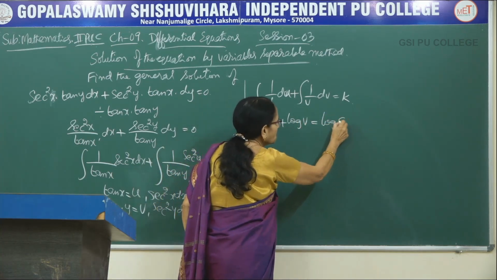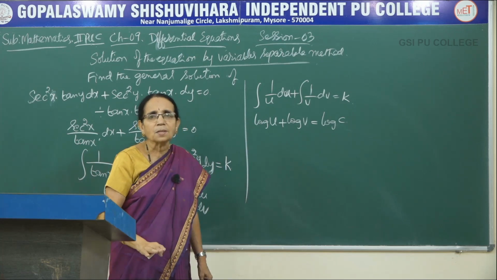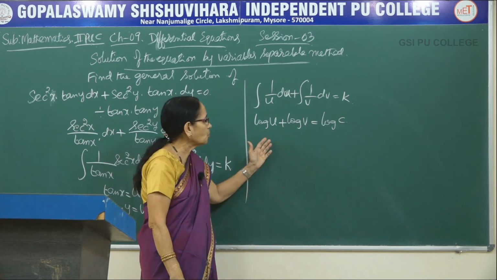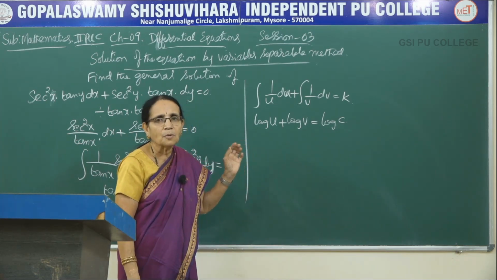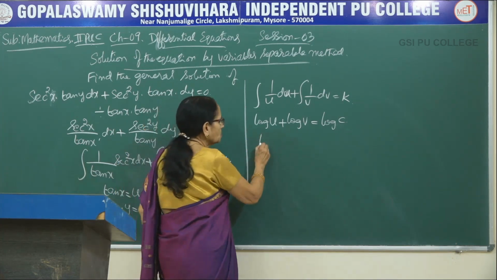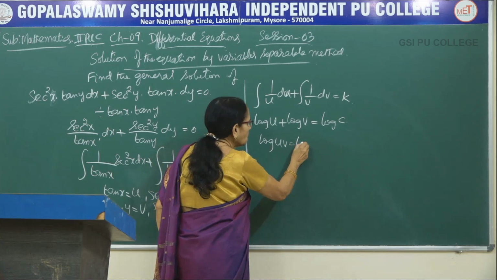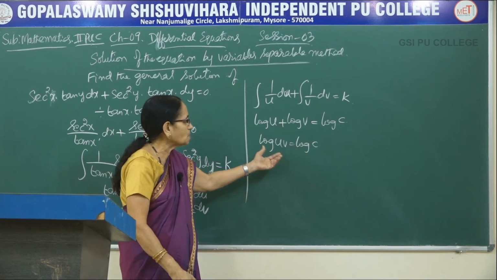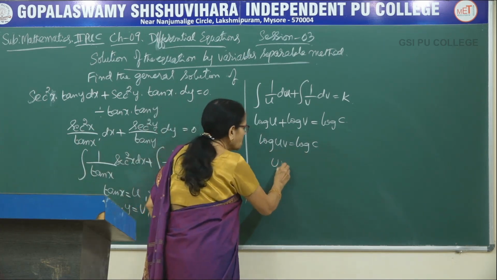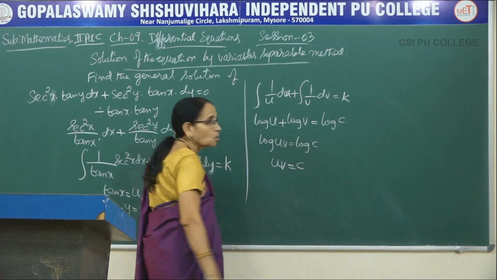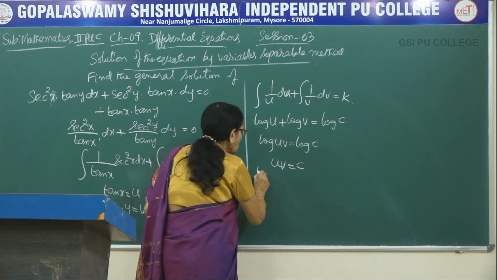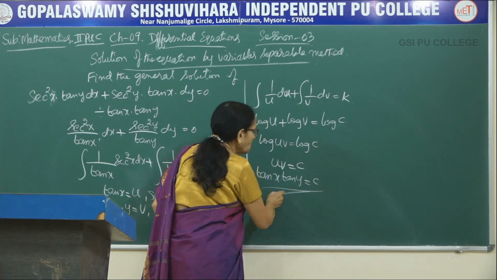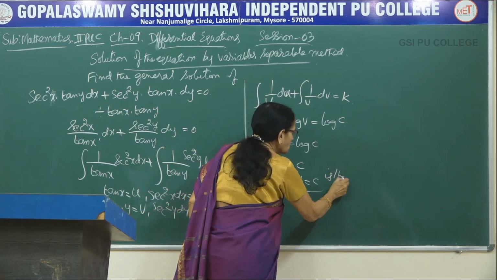Now k I am writing as log of c, just to present the answer in a better way. Now you can use the law of the logarithm. It's of the form log m plus log n, which is equal to log of m into n, the first law of logarithm. That is log of u into v is equal to log of c. So log of a function equal to log of some other function means that the logarithmic function can be eliminated and we write it as u into v is equal to c. Now what are u and v here? u and v are tan x and tan y. So tan x into tan y equal to c is the solution.